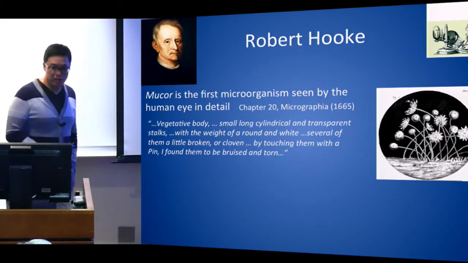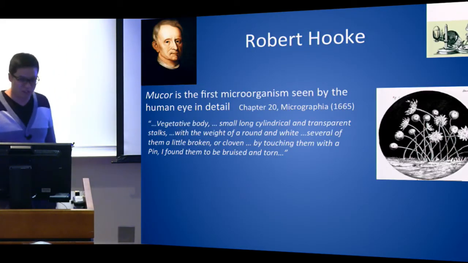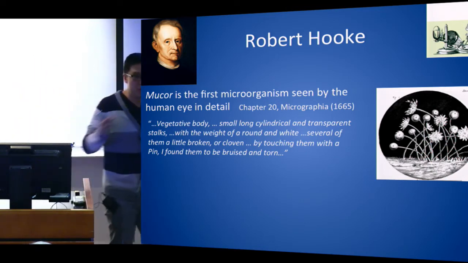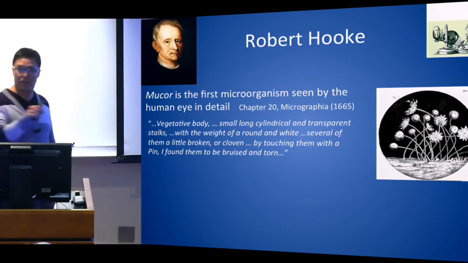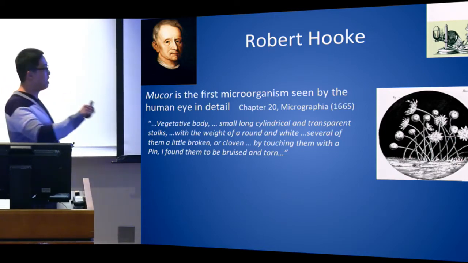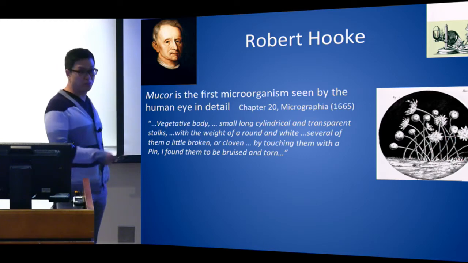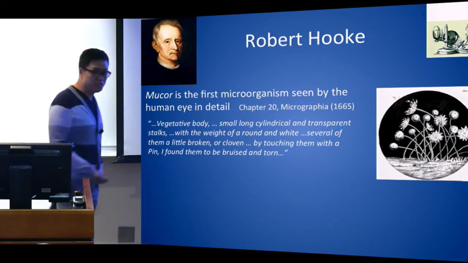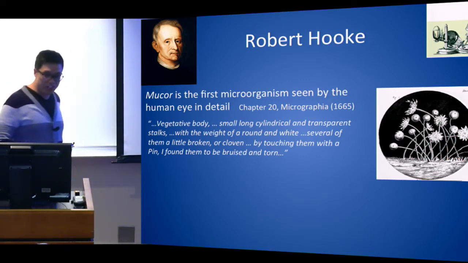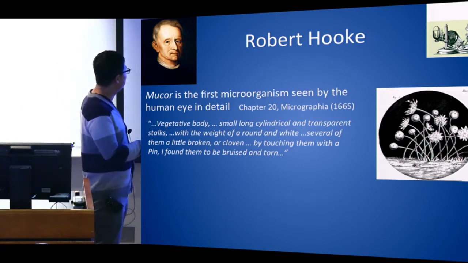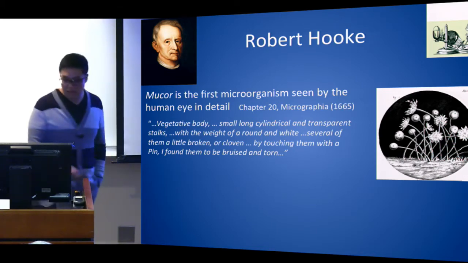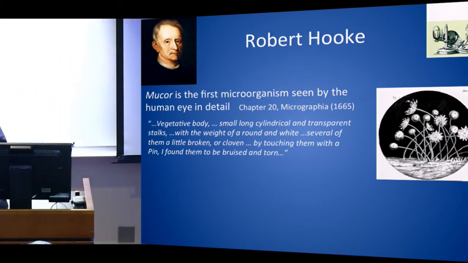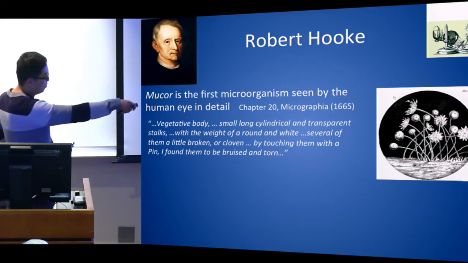So Mucor is my favorite organism. You know Robert Hooke, who invented the microscope more than 300 years ago. With his first microscope, he observed little tiny things, then described and drew them in his book, Micrographia. In chapter 20, you see this picture, and he described the vegetative body: long cylindrical, transparent stalks with a weight of round and light, and several of them can be broken like that. If we touch that, it breaks.